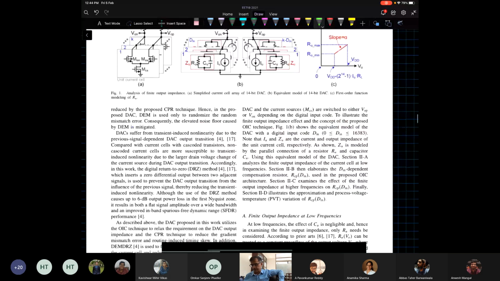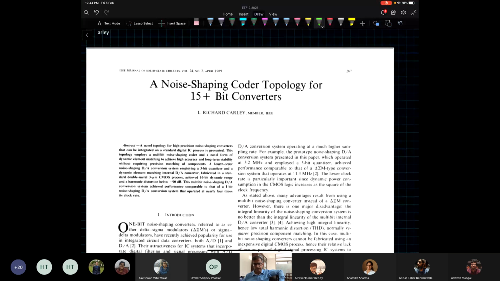And the last paper that we have given here is by Professor Richard Carley. He was on my thesis committee. I was at Carnegie Mellon, and he is still professor there. He came up with this really neat way of noise shaping the mismatches, and it's called the dynamic element matching technique. That's been used by almost every DAC design that you can think of. So this is another landmark paper that you can look at.